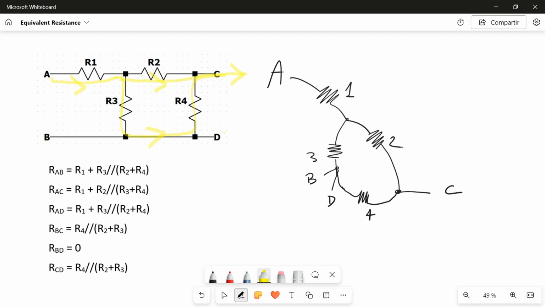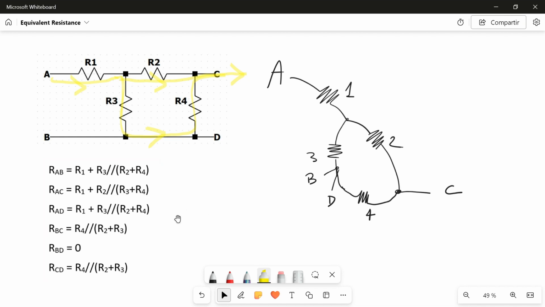From A to C, I have to follow this path, and with this path I can obtain my equivalent resistance, which will be, in this case, R1 plus this block here. This block here is R2 in parallel with the sum of R3 and R4, which is what I state here: R1 plus R2 in parallel with R3 plus R4.